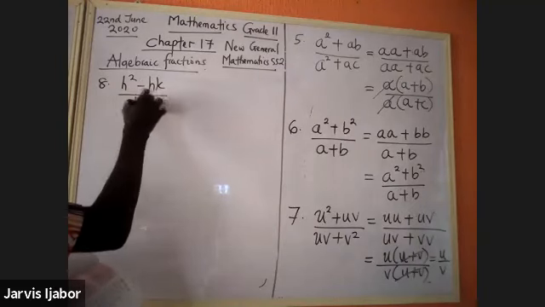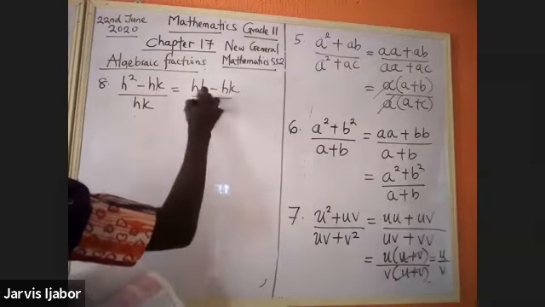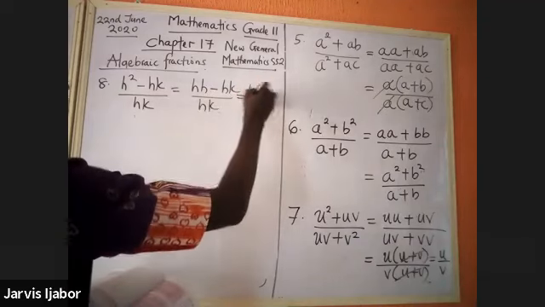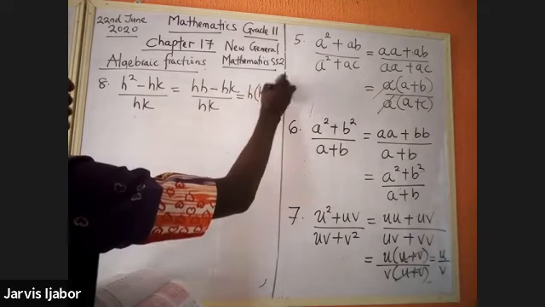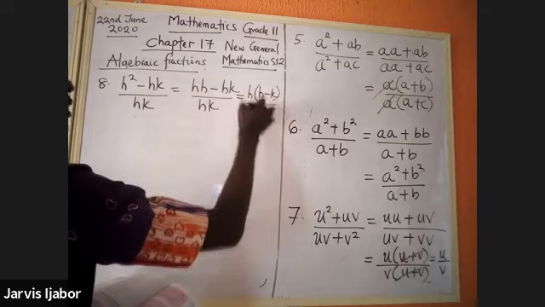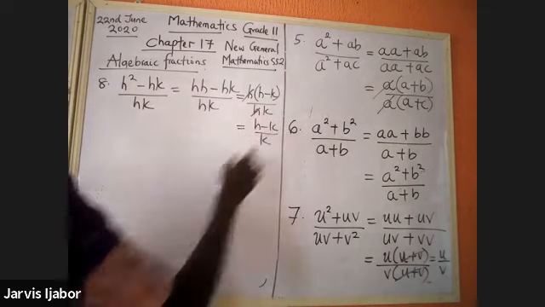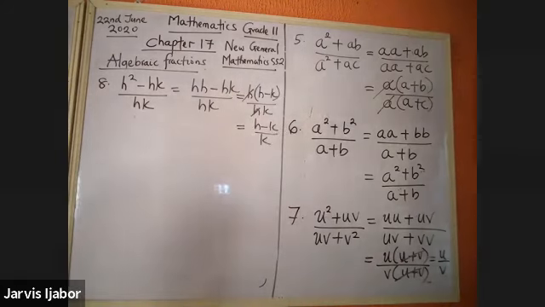Over hk. Over hk. And that will give me what? H into h minus k over hk. And that will give me h minus k over k. So h minus k over k becomes your final answer. All right, let's go to question 9.